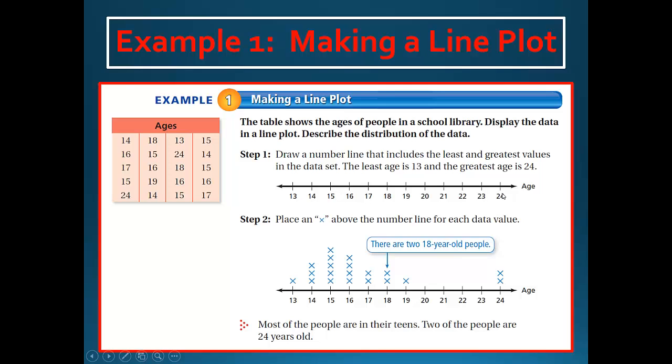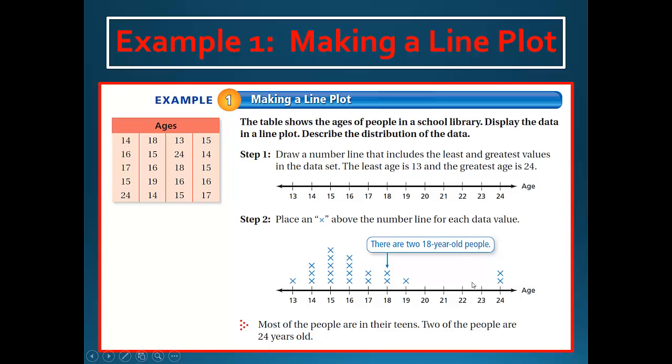So our second step is to place an X above the number line for each data value. So as you go through your data, you're going to place an X above the number that it stands for. So for 14, we'd go over to 14 and we'd put an X. Then we'd have 16, and we'd go to 16 and we'd put an X. 17, we'd put an X. 15, we'd put an X. 24, we'd put an X, and we would do the same thing for the rest of the data.